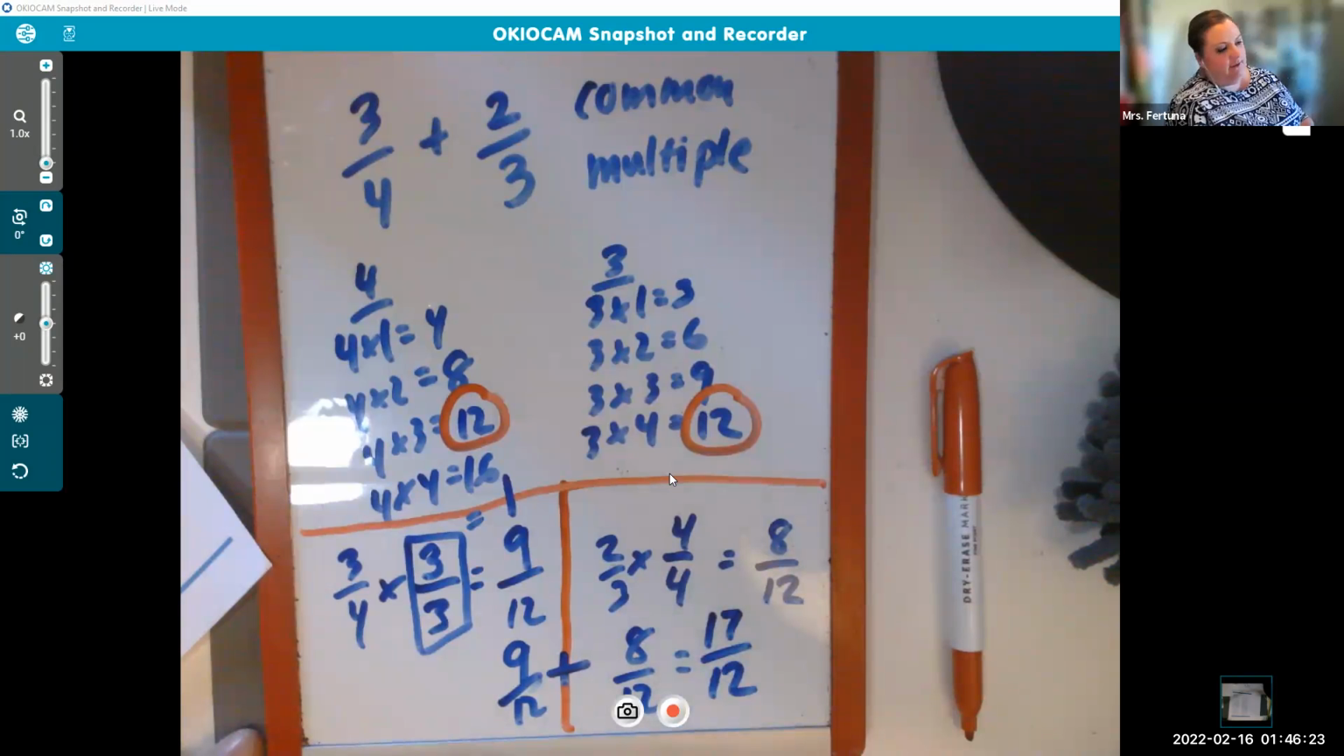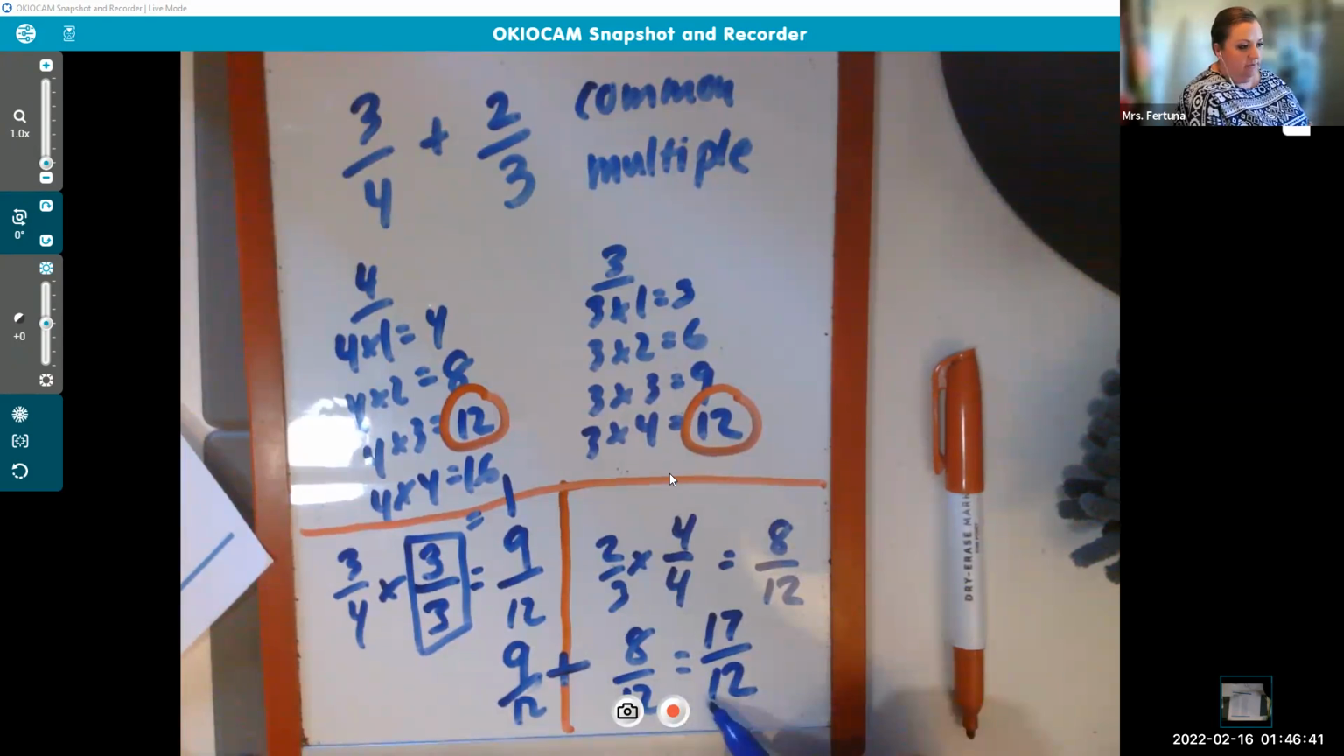Oh, but wait a minute. The number in the numerator is larger than the denominator. So now we're going to ask ourselves, how many 12s are there in 17? Are there 2 12s in 17? Well, no. 12 plus 12 is 24.